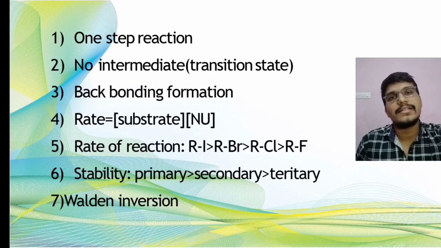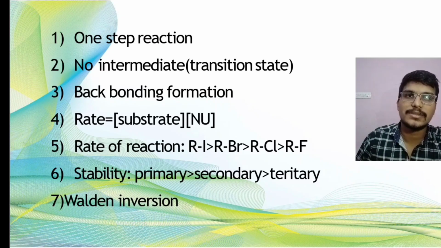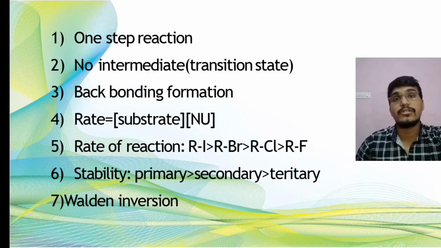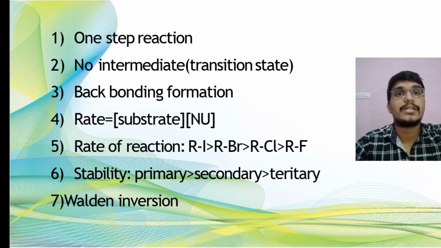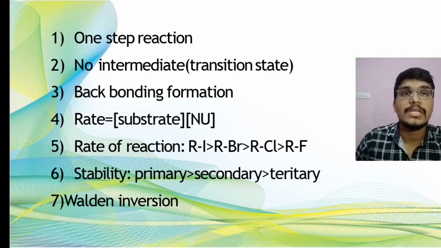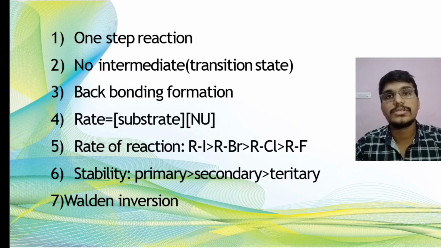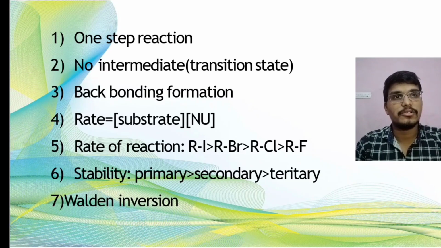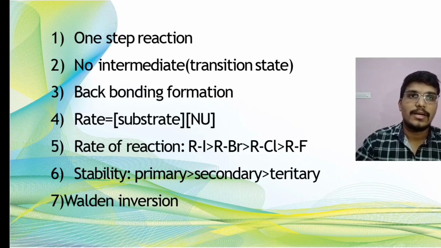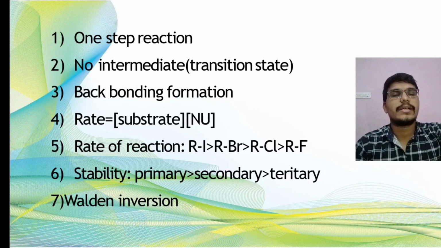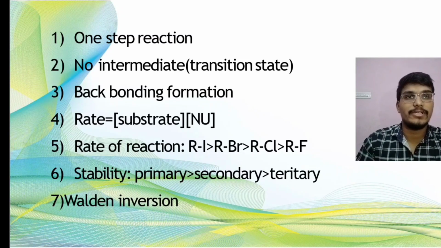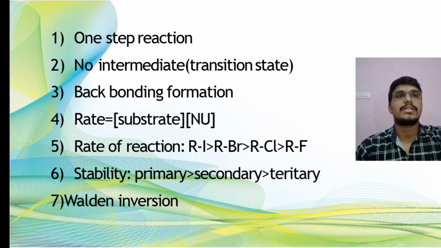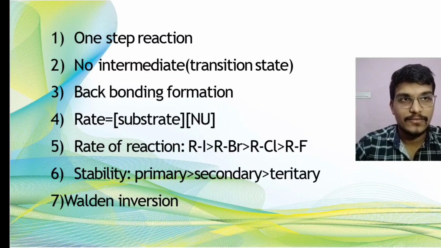The rate depends on the substrate and the incoming nucleophile. The rate of reaction depends on how fast the leaving group goes out, and then the other nucleophile attacks. Iodine is the best leaving group among all the halogens, so iodine leaves first, and then bromine, chlorine, fluorine.